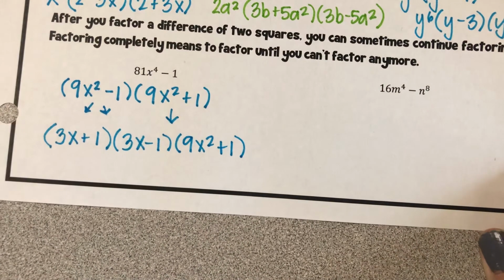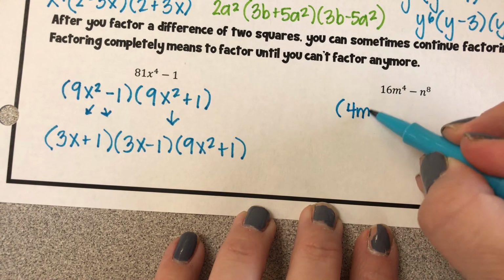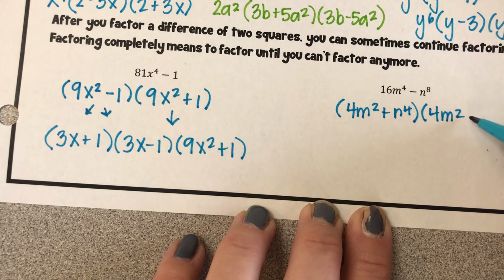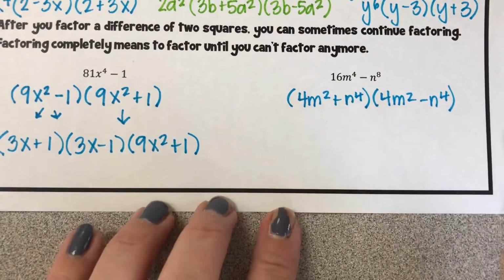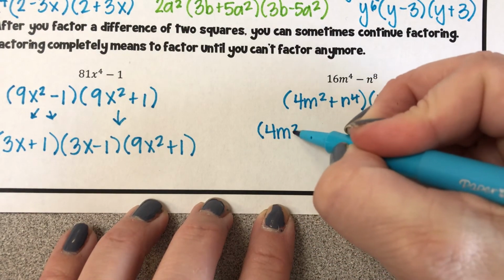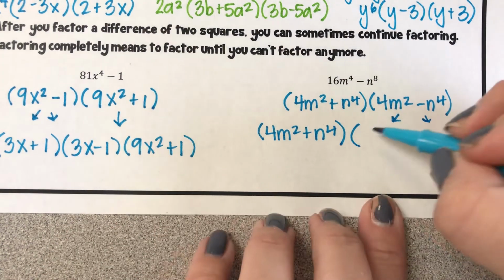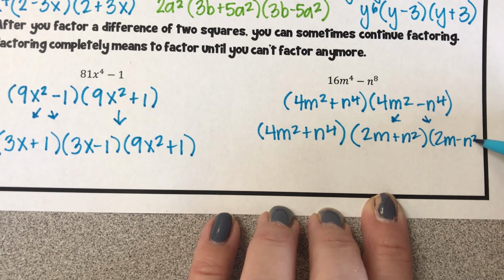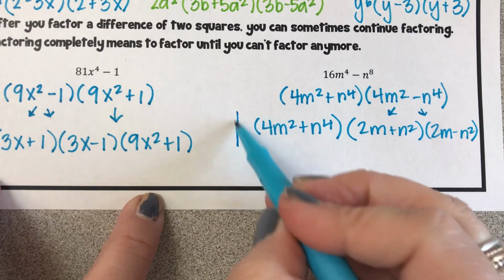So you just want to make sure when you're done that you check your differences to see if they're a difference of two squares. So another example like this one, we would have 4m squared plus n to the fourth times 4m squared minus n to the fourth. Okay, that one's good. This is a difference of two squares again, right? So I'm leaving 4m squared plus n to the fourth alone, but then this one is going to get split into 2m plus n squared and then 2m minus n squared. Is this a difference of two squares? No, because 2m is not a perfect square.